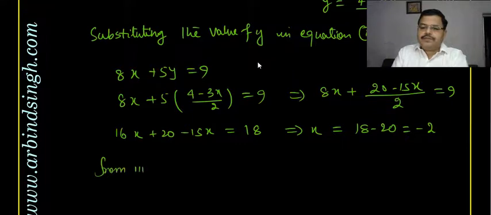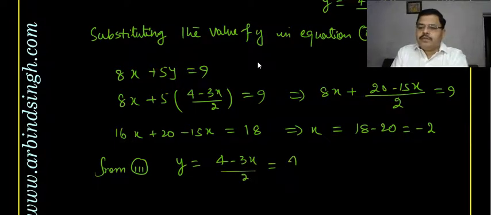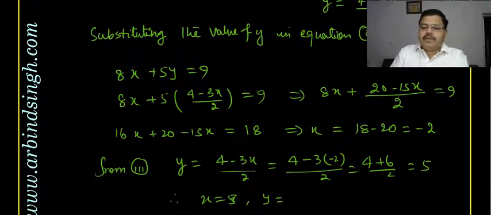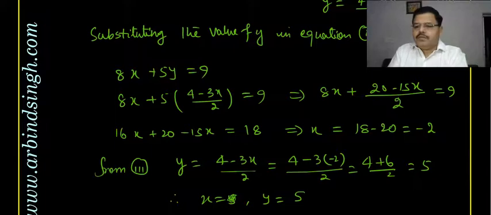Now from the third, we have y is equal to (4 minus 3x) by 2, so that will be (4 minus 3 into minus 2) divided by 2, which is (4 plus 6) divided by 2, that is 5. Therefore x is equal to minus 2 and y is equal to 5 is the solution.